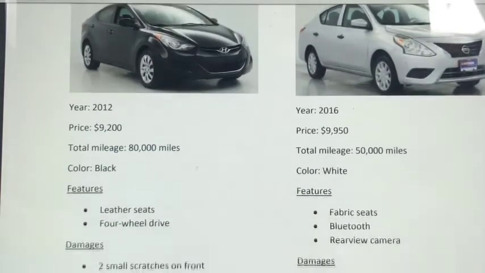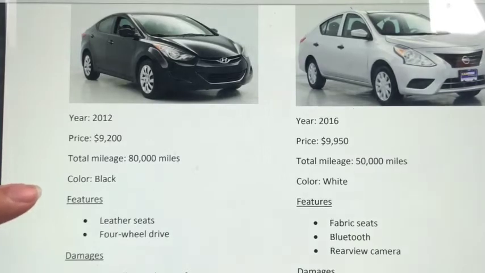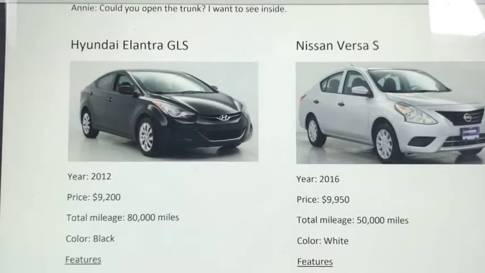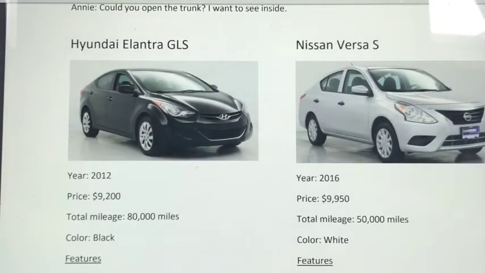Okay, so we have the features here. The black car has 2 features. The white car has 3 features. So which car has more features? The white car has more features. So tell me, which car is better? Is the black car better or the white car better? Which car is worse? The black car is worse or the white car is worse.